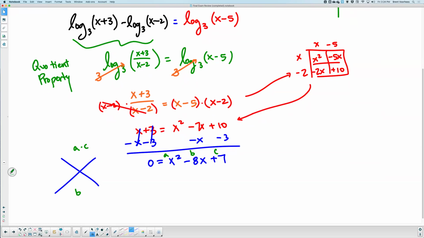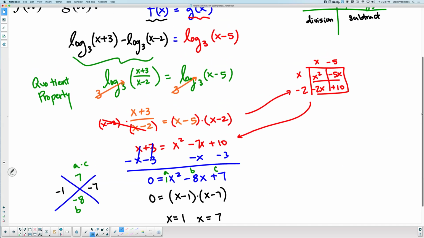A times c over b: my a is 1, so 1 times 7 is 7. My b is negative 8. The only factors of 7 are 1 and 7, and to make a sum of negative 8, they both need to be negative, so negative 1 and negative 7. So 0 equals x minus 1 times x minus 7. Therefore, using the zero product property, x is equal to 1 or x is equal to 7.